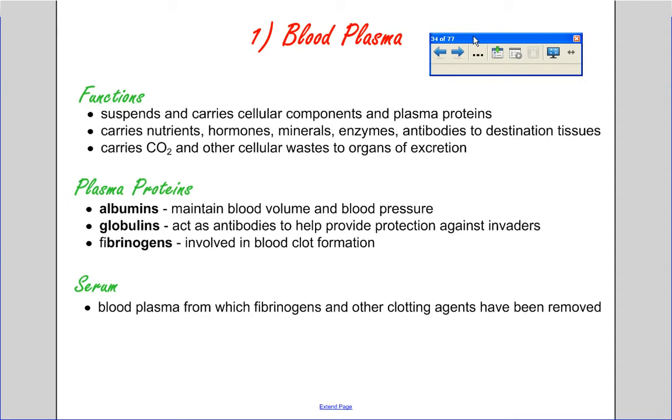Okay, so first component, blood plasma. The function, basically, it's the fluid part and whatever is dissolved in it, with the exception of the cellular components. So if you think about what the job would be, basically it suspends and carries all the other things. It suspends and carries the cellular components and the plasma proteins. It carries nutrients, hormones, minerals, enzymes, antibodies to destination tissues. So if you were to have your blood taken, all those things that they'd find in your blood, that's part of the role of the blood plasma, is to carry stuff around. It carries carbon dioxide and other waste to organs of excretion.